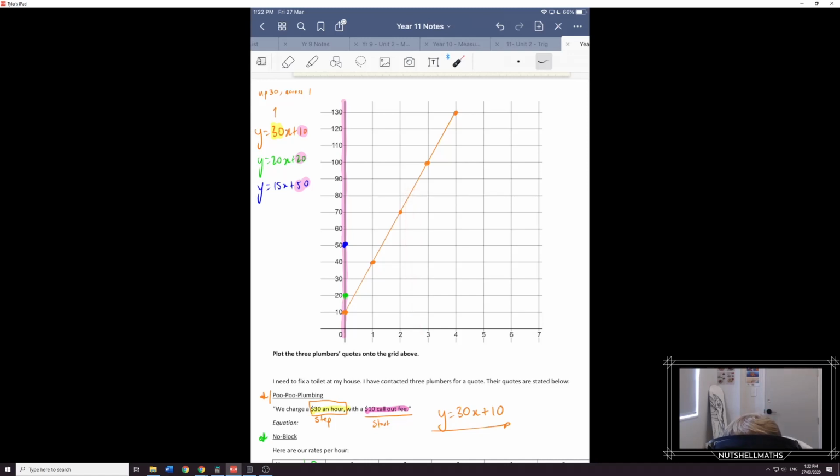So for example, at about 2.5 hours, if I could draw straight, it's about $85. But I know that at 2 hours it's 70, at 3 hours it's 100, at 4 hours it's 130. 1 hour, $40, half an hour, 15. Can you see that?